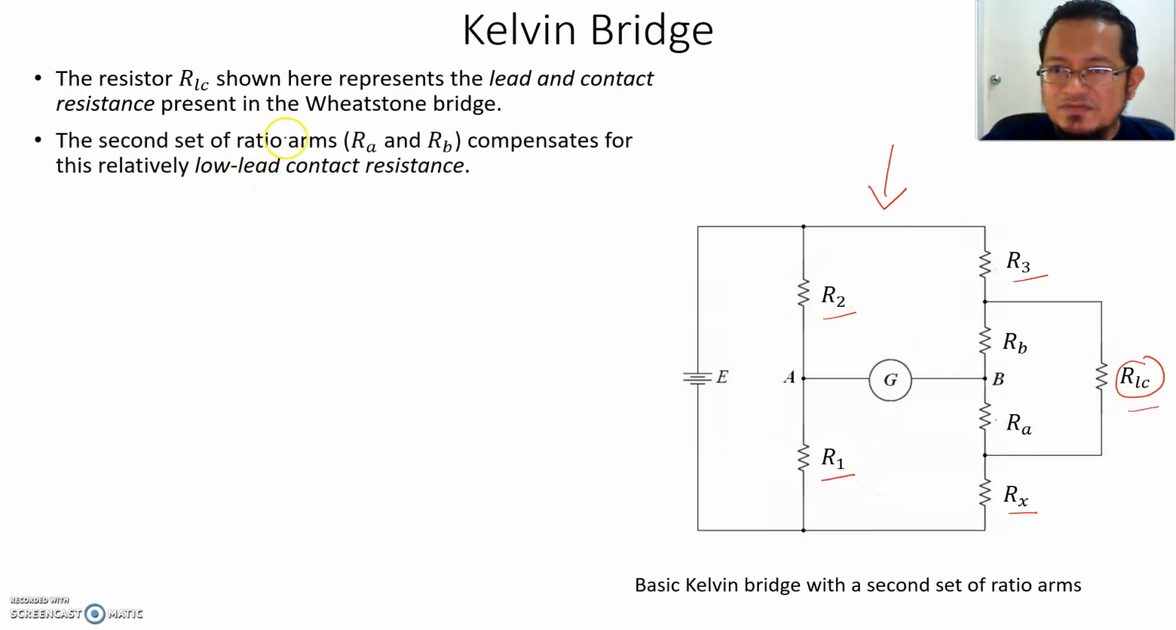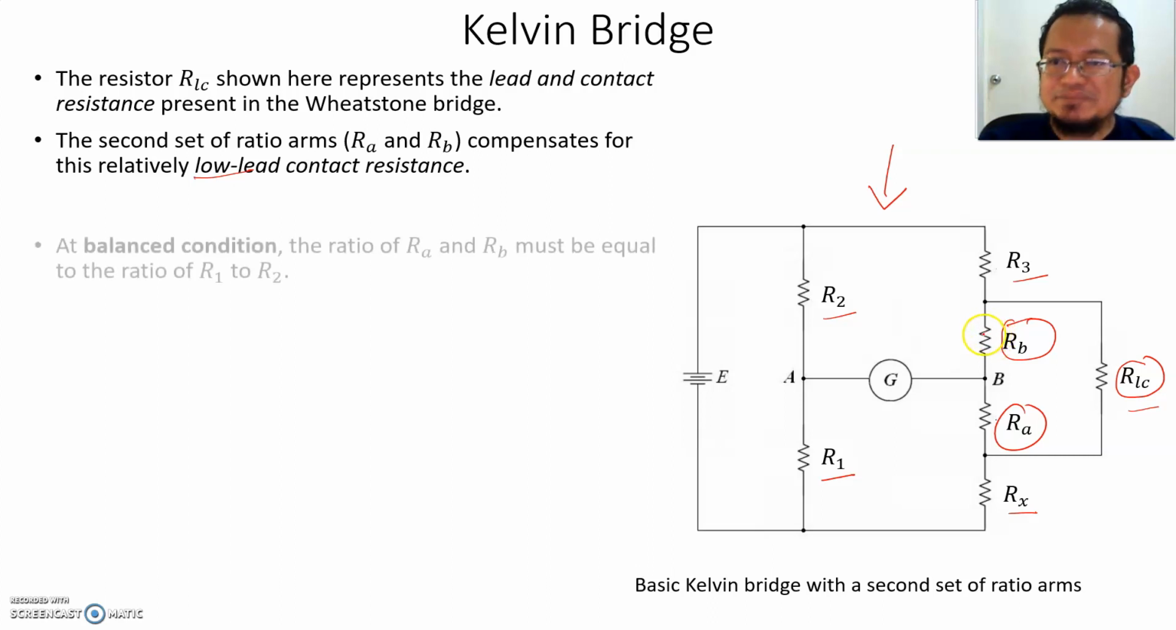And the second set of ratio arms, RA and RB. You can see that this additional RA and RB is inserted into the second arm. Basically, it is used to compensate for the relatively low lead contact resistance. So this is for the higher ones, and RA and RB are a lower kind of value of resistance. RA, RB, and RC are inserted into the Wheatstone bridge in order to counter the small amount of error presented by the lead resistance.